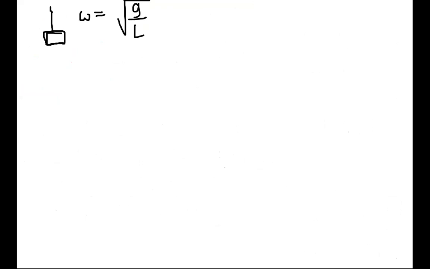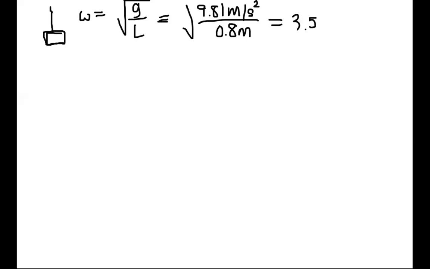Okay, so using our known values, which are 9.81 meters per second squared and 0.8 meters, which we were given for the length of the pendulum, we get a value of 3.502 radians per second. But again, it wasn't asking for omega, it's asking for period. And from the previous equation that we did, we know that T is equal to 2 pi over omega. So just plugging that in.